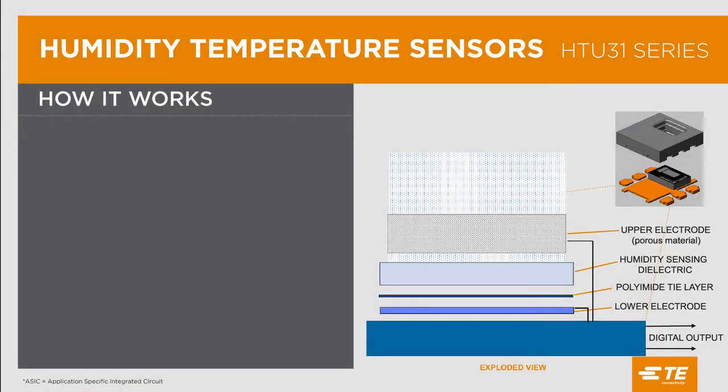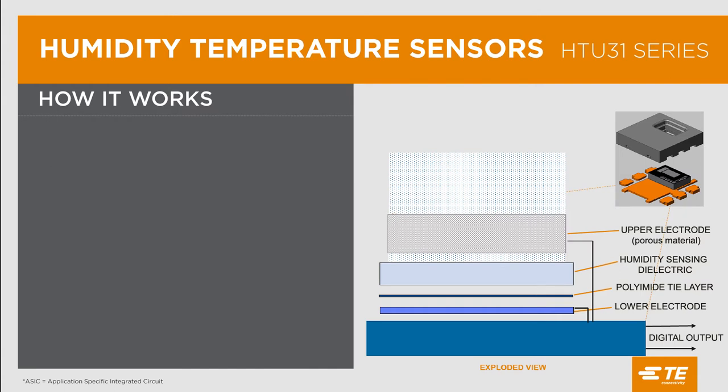The HTU31 consists of a humidity sensing dielectric layer, along with a porous upper electrode, an ultra-thin polymer layer, and a lower electrode that converts humidity into a capacitive signal. That capacitive signal is processed by a custom ASIC that outputs the humidity information into a digital format. Temperature is also read by the HTU31 and temperature information is available in a digital format, or as an analog output. For temperatures other than 25 degrees Celsius, the temperature information can be used to provide a more accurate humidity value.